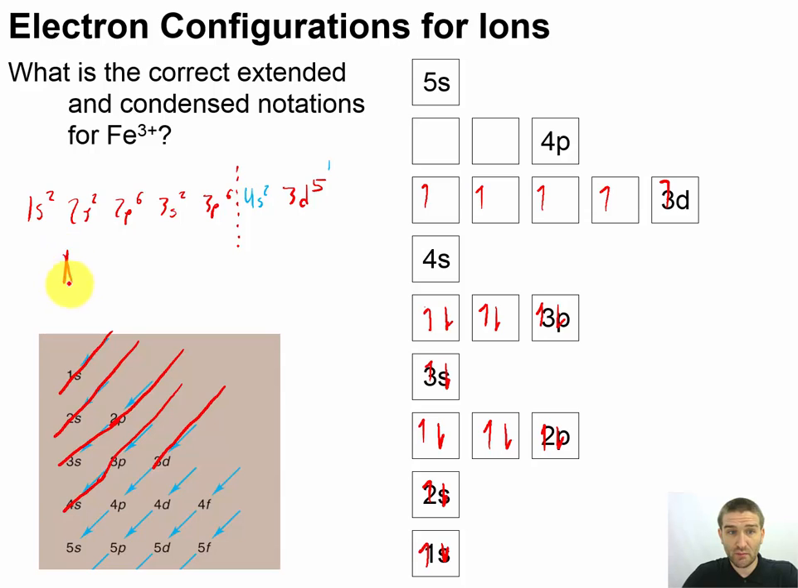So I'll go ahead and write argon in brackets. All of this is argon-like. All that I have over top of my original argon is going to be my 3d5. So that's going to be my condensed notation for iron 3+. That's how we can do our electron configuration for ions. Notice that this terminology, this notation, and all this notation, you already knew how to do that. The only new thing that we've added is how we correctly steal electrons from this.